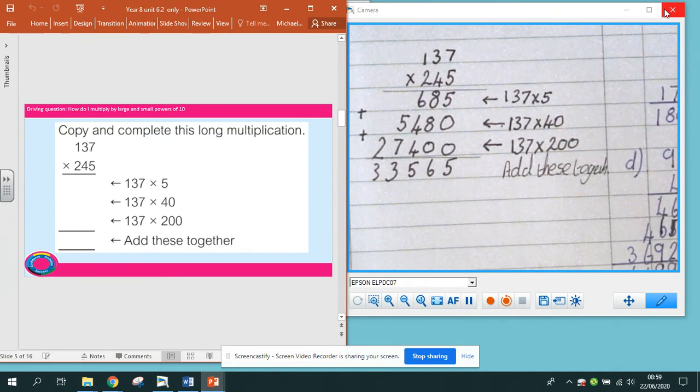If you need to replay this section to get a better understanding, I think now would be a really good time to do that. And then when you're ready, rejoin my lesson, please.